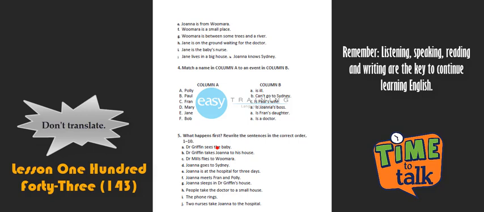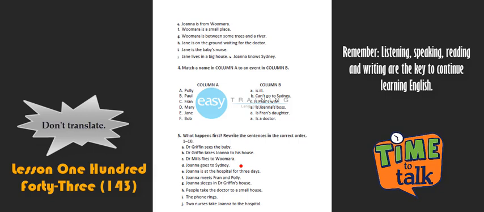Activity 5 consists in rewriting these sentences in the correct order. There are 10 sentences, and you must write these sentences again in the correct order. Sentence A reads, Dr. Griffin sees the baby. Sentence B, Dr. Griffin takes Joanna to his house. Sentence C, Dr. Mills flies to Woomera.